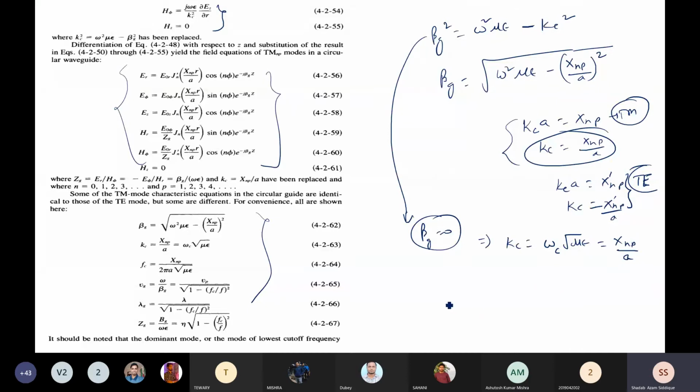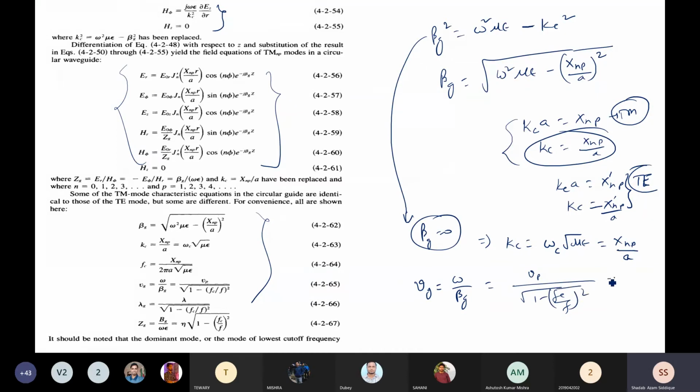Okay, and if you want to find the phase velocity in the propagation direction, or the waveguide direction, the guided direction, the velocity will be omega by beta g. We know velocity is equal to omega by beta. So for the guided case, it is omega by beta g, and it can be written as vp upon the square root of 1 minus (fc by f) whole square.